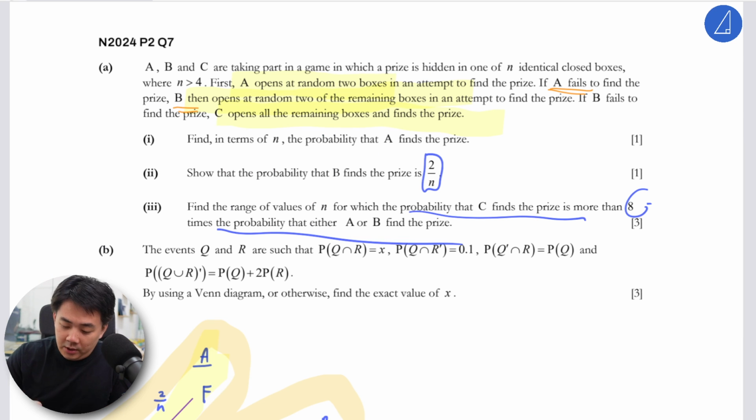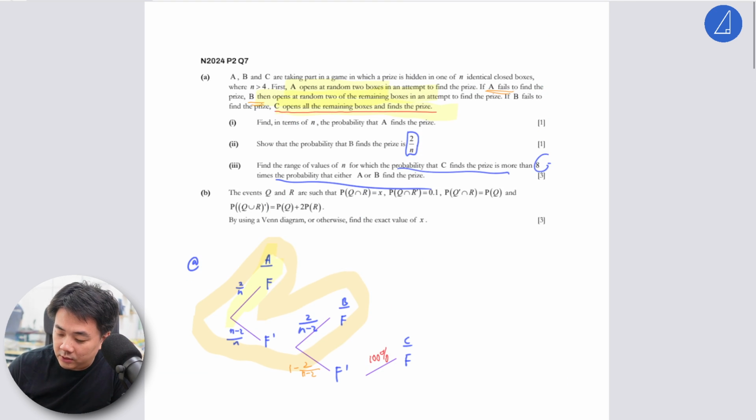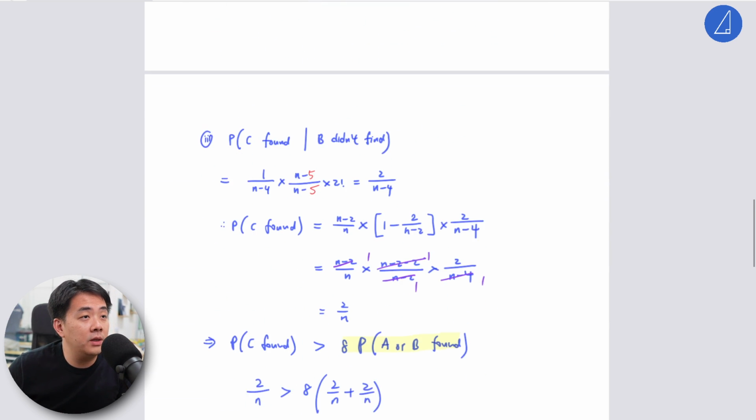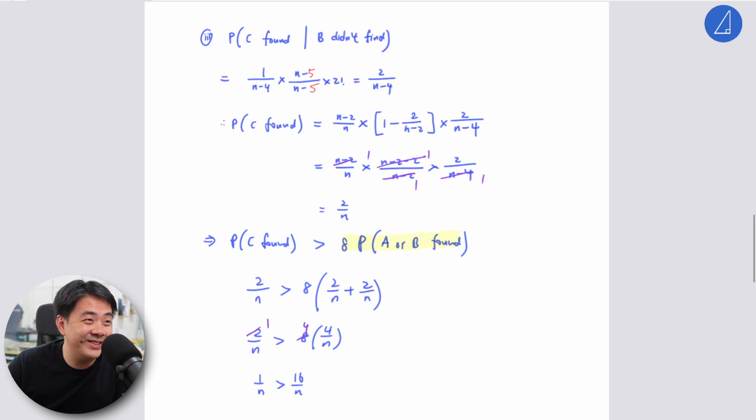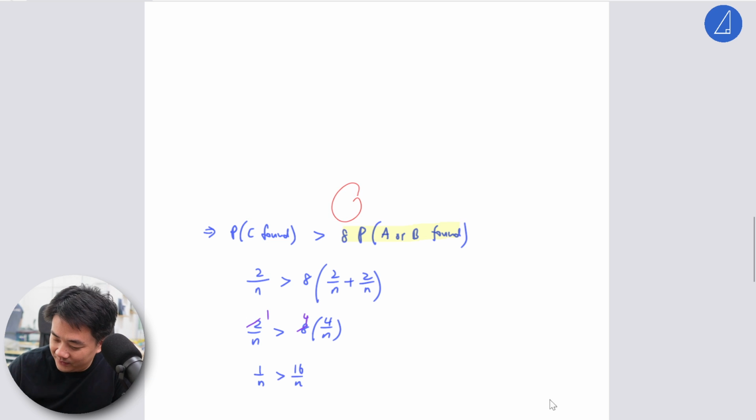My misinterpretation of the question, sorry. So C opens all the remaining boxes and finds the prize. So meaning to say you don't even need this one. So essentially C will find the prize here. This is 100%. I didn't read that part there. Okay, so this is 100%. C opens all the prizes. So essentially, I don't even need to do all these. So anyway, I'm just gonna erase this entire thing here. Okay.